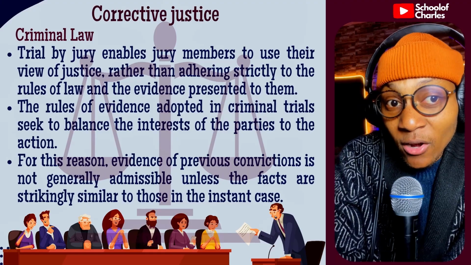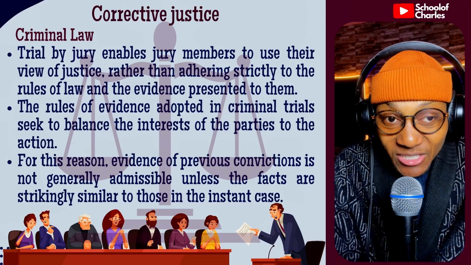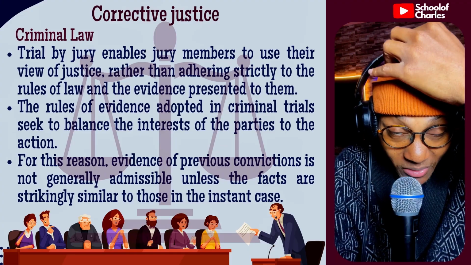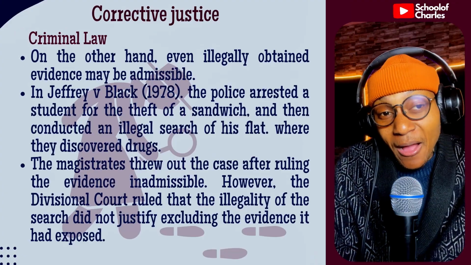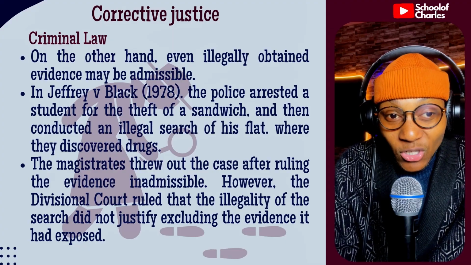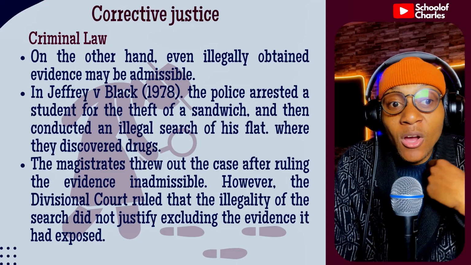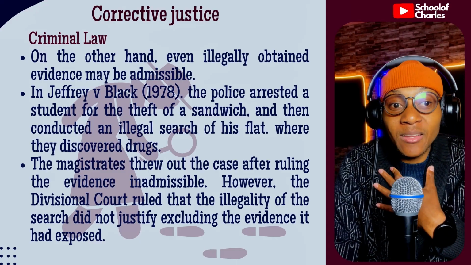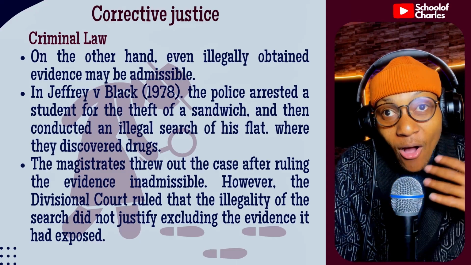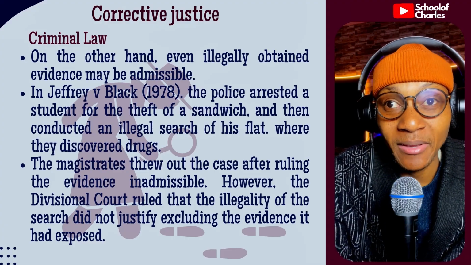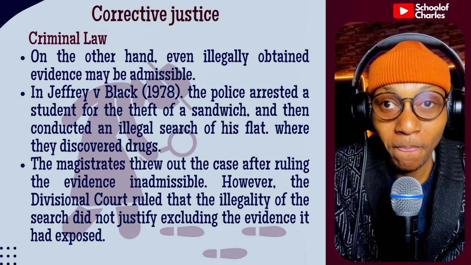So we are not going to include all the evidence, right? So that's what we have established, that not all evidence is going to be included. We have said that not all evidence is included because we want to protect the interest of both parties, right? Someone who has done a crime before does not necessarily mean he's done it now, right? However, on the other hand, even illegally obtained evidence may be admissible, right?